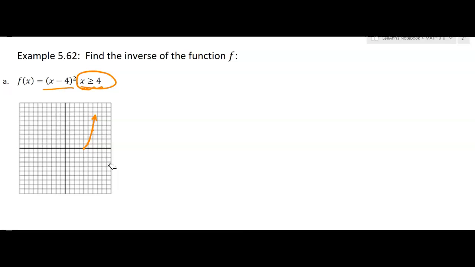Now, if you're saying, what if I wanted the other side, the left side of the parabola? You could do that. In fact, we're going to do that on part B. But that's not what this question asks. This question asks us to find the inverse. So we're going to use this restriction, and find the inverse. We're going to say y equals x minus 4 squared, where x is greater than or equal to 4, and then we're going to switch x and y.